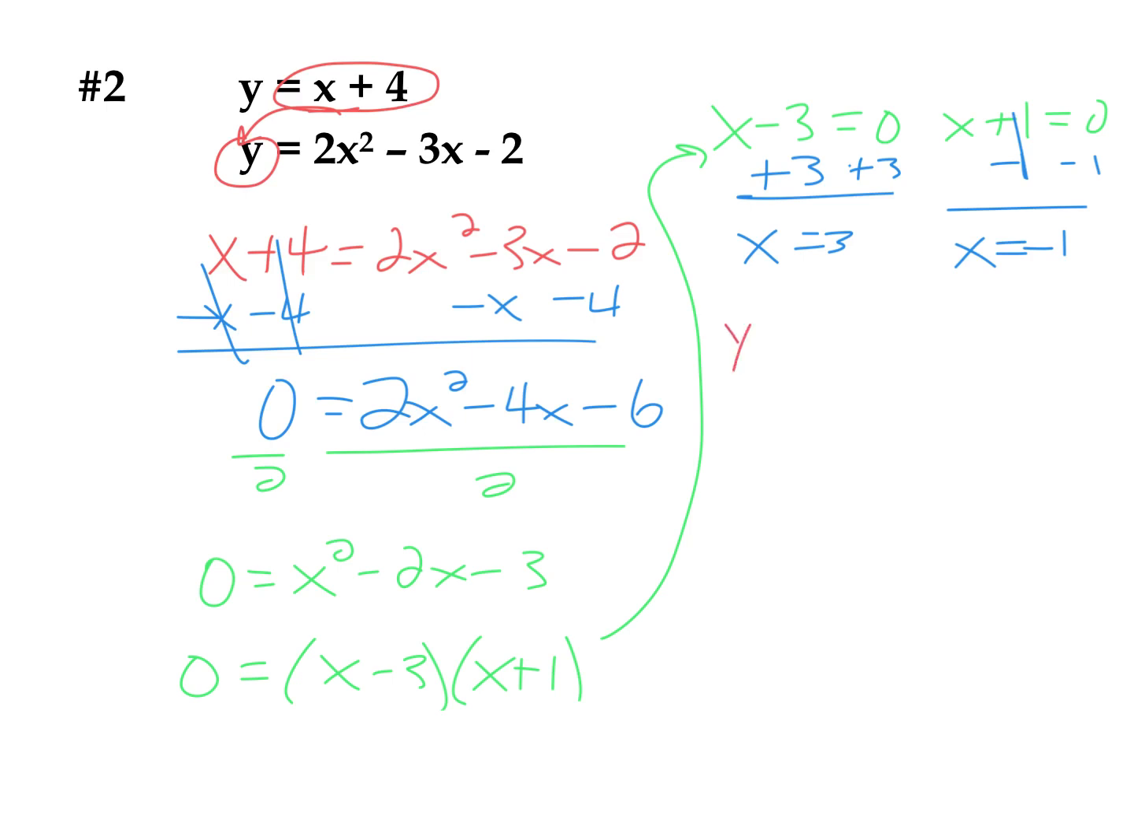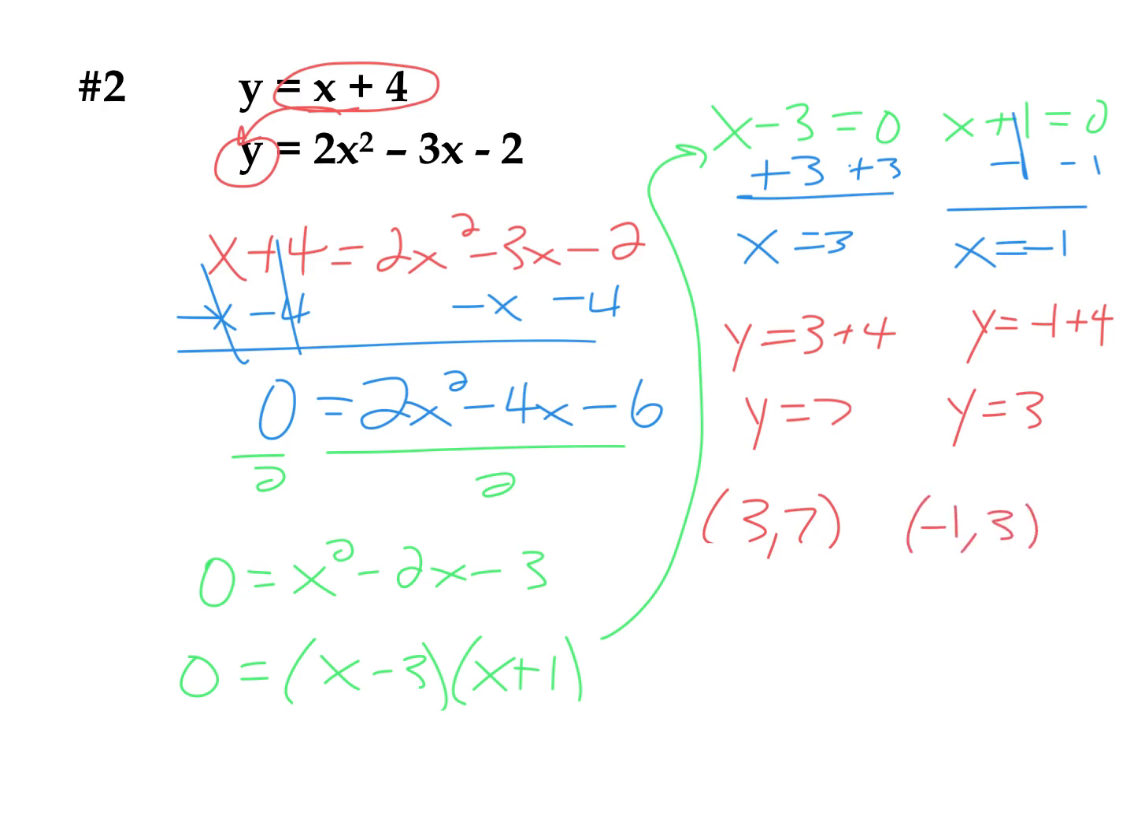So I'm going to have y equals 3 plus 4. And then over here, y equals negative 1 plus 4. So you get y equals 7, y equals 3. So my solutions are 3 comma 7 and negative 1 comma 3. So these are my two solutions, right? When x was 3, y is 7, 3 comma 7. When x is negative 1, y is 3.